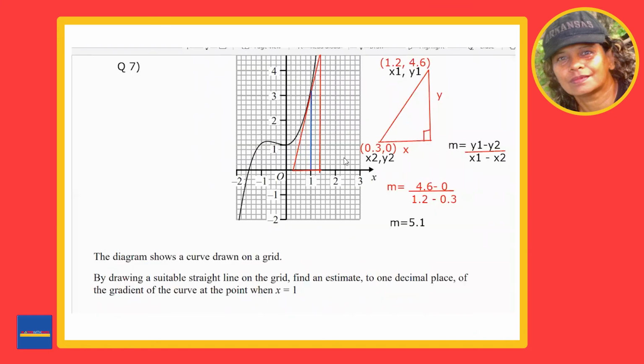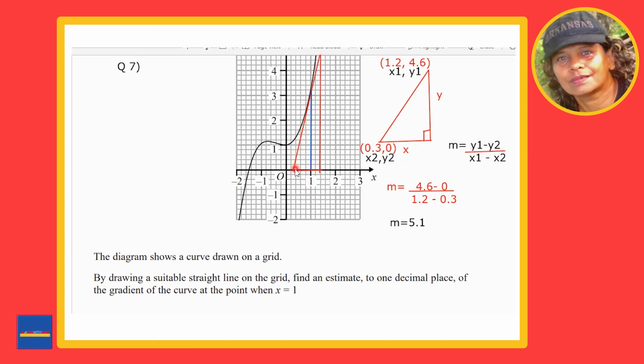Let me explain question 7. Here we have a curve. It says by drawing a suitable straight line on the grid, find an estimate to 1 decimal place of the gradient of the curve at the point when x equals 1. Now what we do in a situation like this is, we first go to x equals 1. We go over here, we draw a line up to the curve. Then we have to draw a tangent line there.